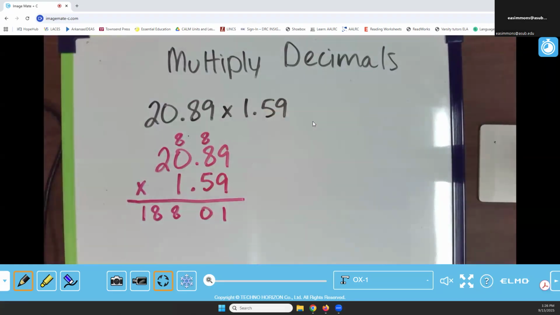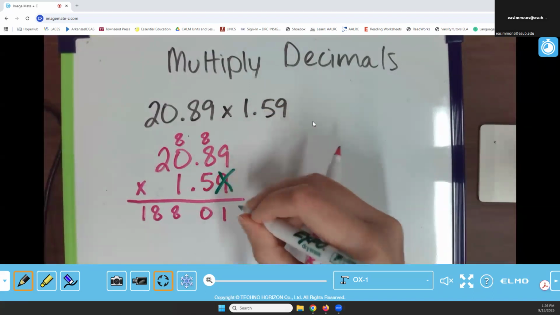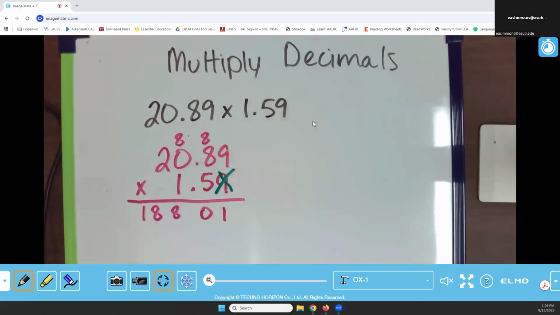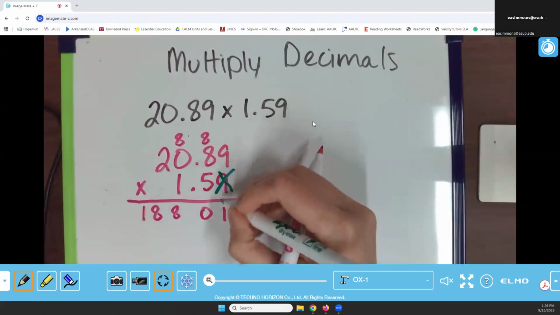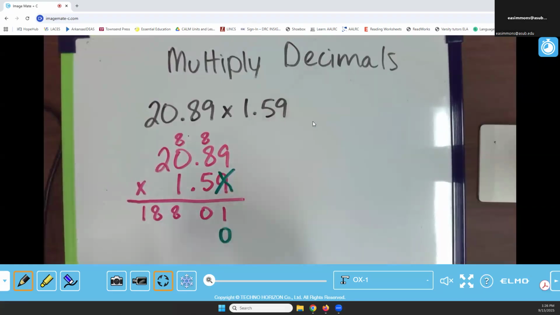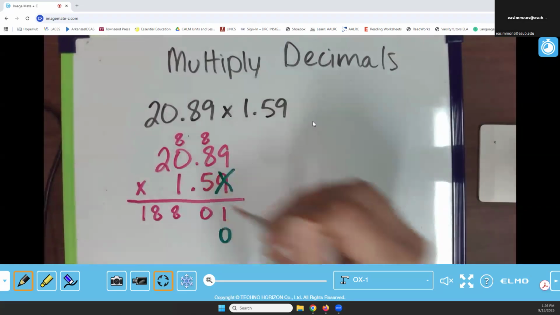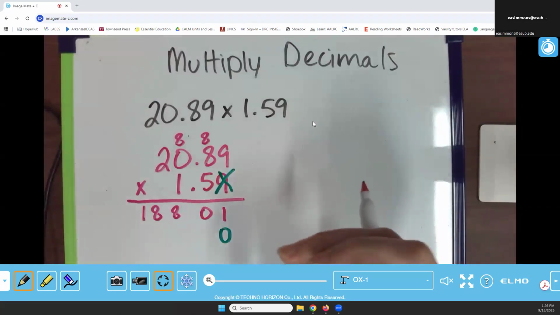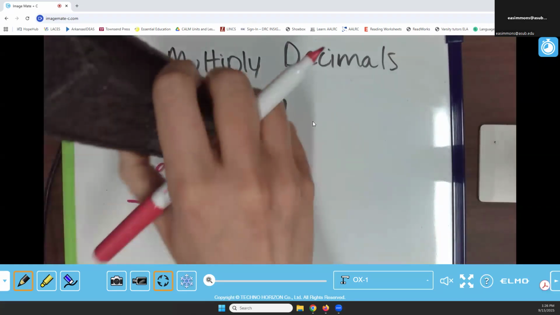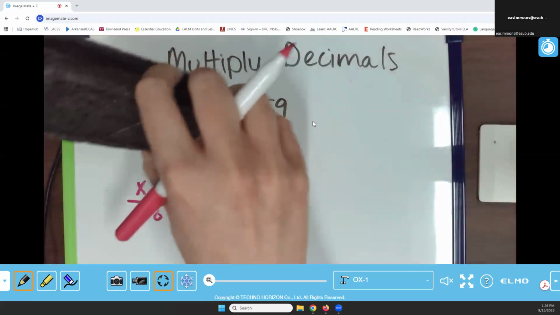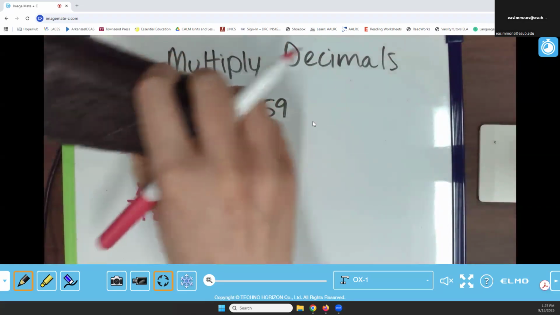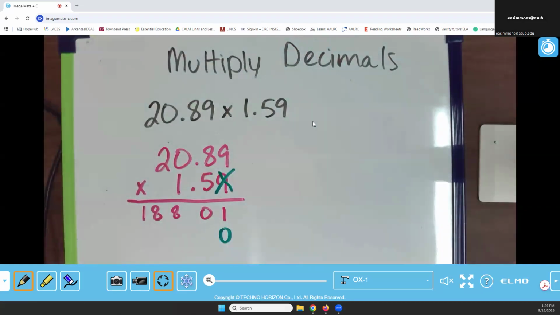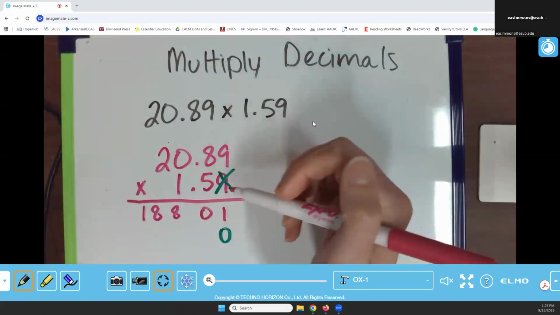I'm done with my 9, so I'm actually going to mark it out. We're going to have 3 rows going down once we've multiplied. I'm going to put a placeholder 0 down below that 9 as well, since I'm moving on to my next place value up. And since I wrote so close to the original, I'm just going to erase my 8s instead of marking them out, because I don't need those anymore.